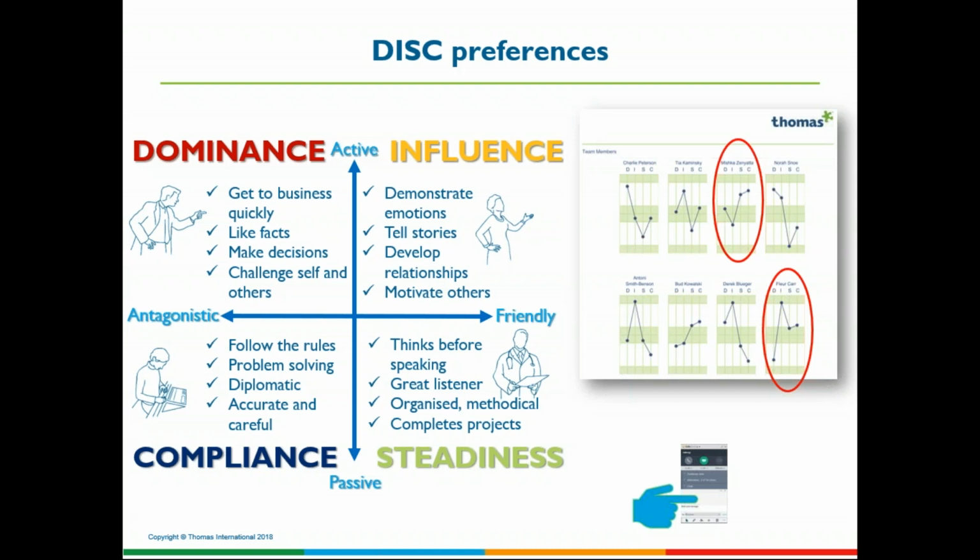So if we've got Mishka, who's a leading compliance profile with influence below the line, it's likely to suggest that she likes the rules, likes to follow procedure, isn't particularly chatty, doesn't necessarily want to talk with people. Whereas Fleur, although she has compliance on her profile, is a leading, very high influence, so likes to talk and connect with people. What are those 2 styles likely to disconnect on?